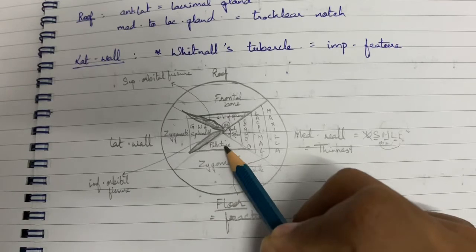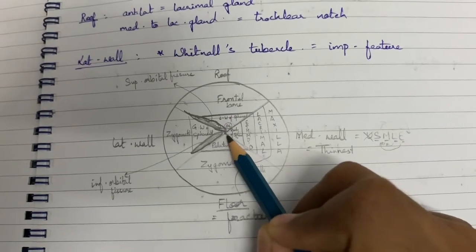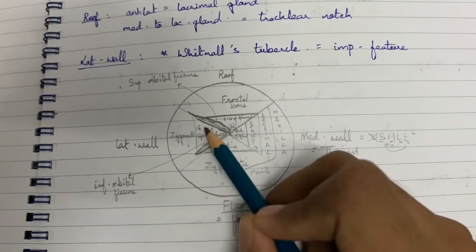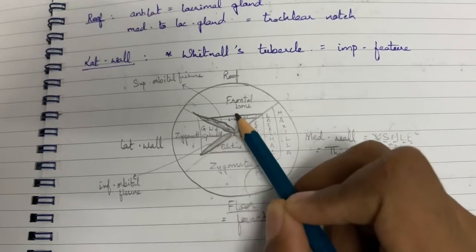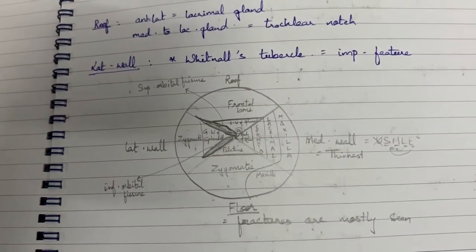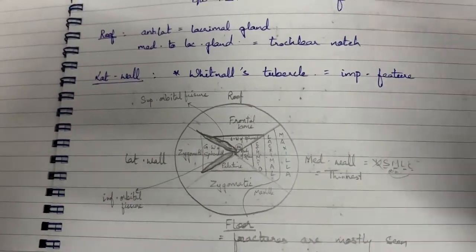So here we have the orbital process of the palatine bone. And we have the orbital plate of the frontal bone here forming the roof, and finally the greater wing of sphenoid which forms the lateral wall. Lesser wing forms the roof, greater wing forms the lateral wall. So this is how you remember the formation of this orbit.